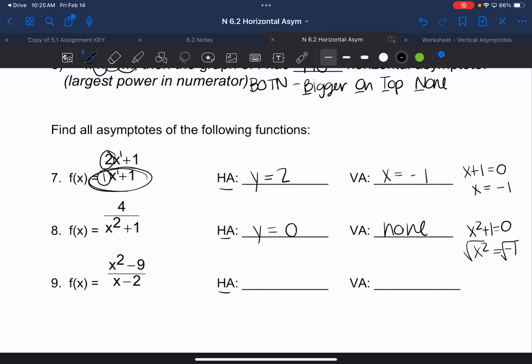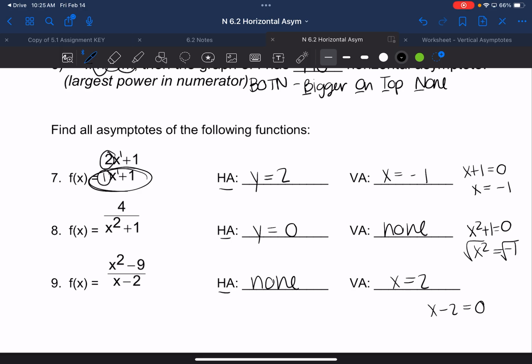Okay, number 9, bigger on top, bigger on bottom. On top, so what does that mean? Right, so we won't have any. All right, and then on the bottom, that's what gives me my vertical. I set it equal to 0. Where are we going to have a vertical asymptote? At 2. Nice.